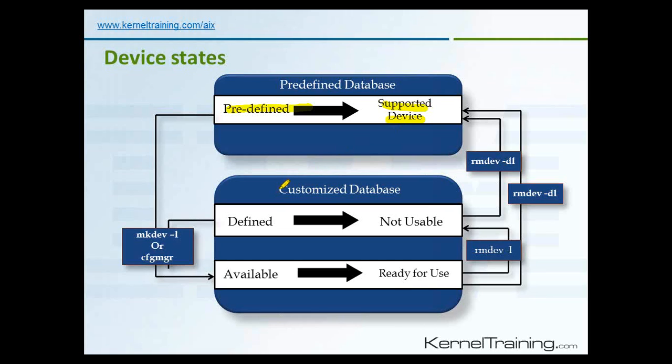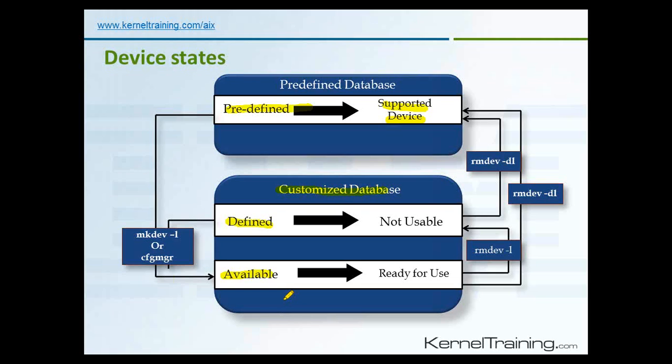Whereas the important database is the customized database. In the customized database, I have two states: defined state and available state. Any device is called a defined device when it was once connected and configured, but currently it is not connected or maybe powered on. The best example of a defined device I can give you is a printer. We may have a printer connected to our machine, and obviously all the time we may not power it on and we may not keep it running.